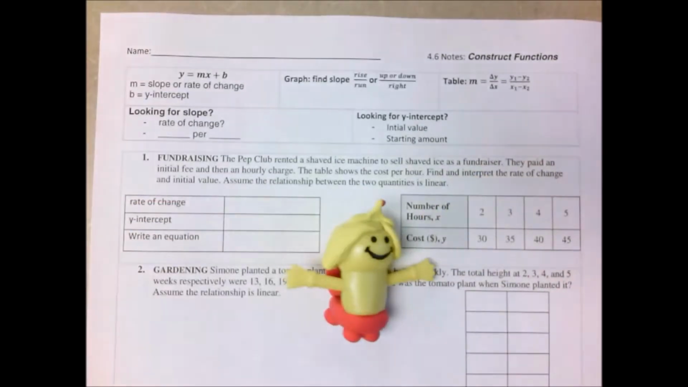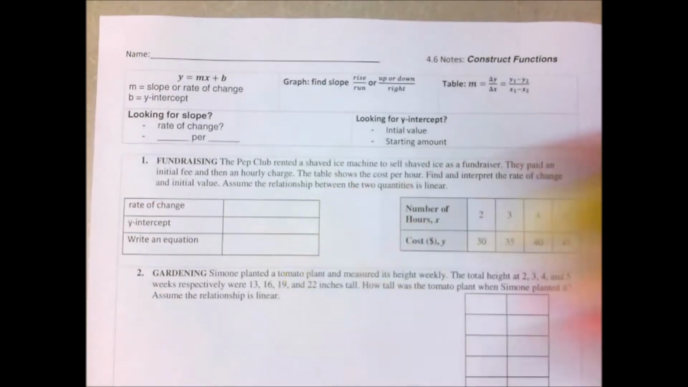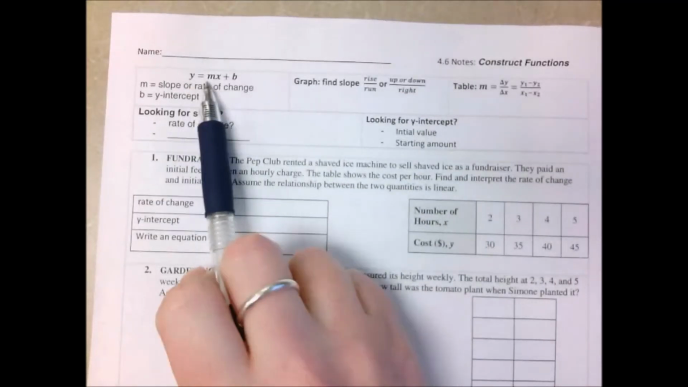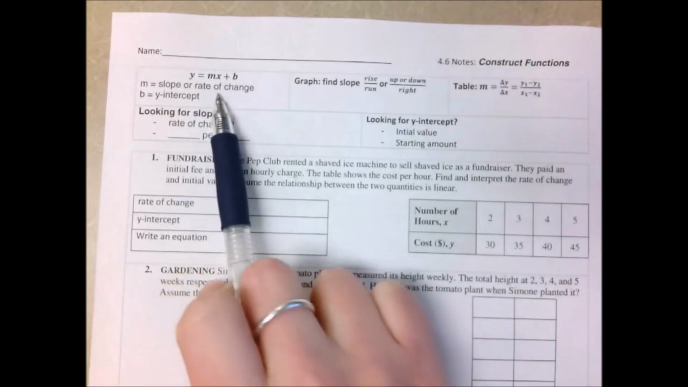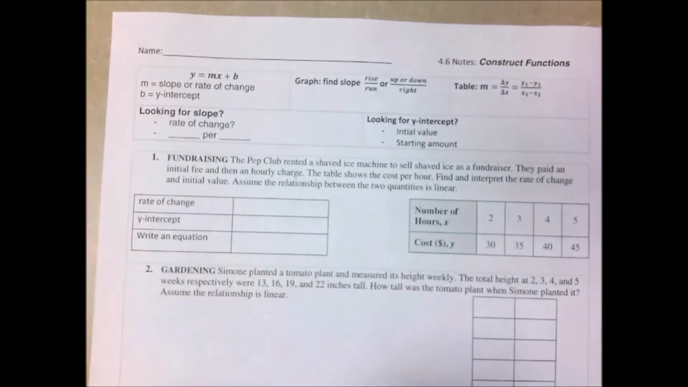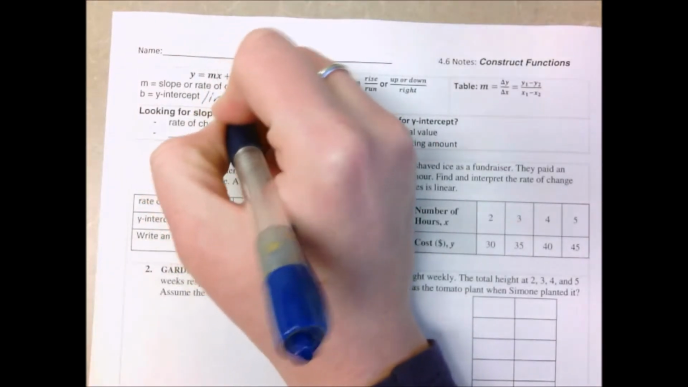A couple things that you need to keep in mind when we're constructing functions is, again, things that you already know. Most of this should be pretty familiar to you. When we're working with an equation, y equals mx plus b, m is the slope or the rate of change, b is the y-intercept or the initial value.